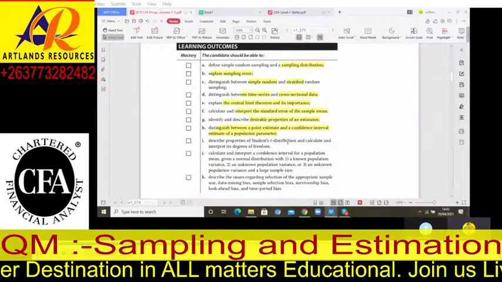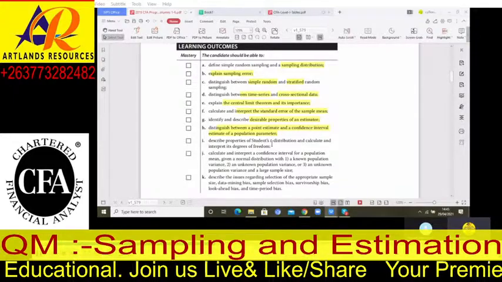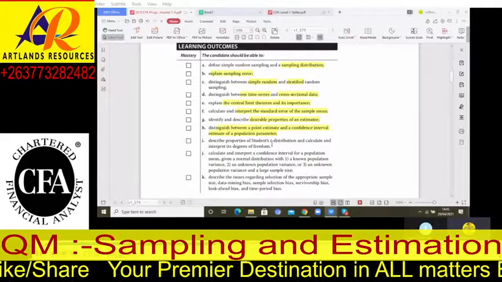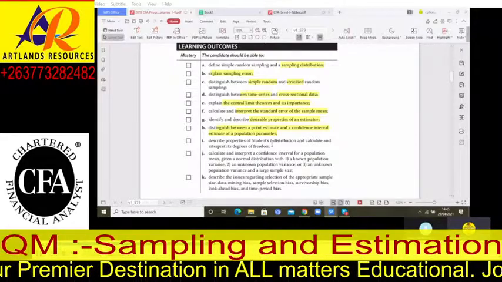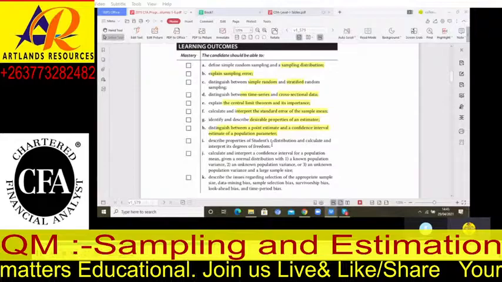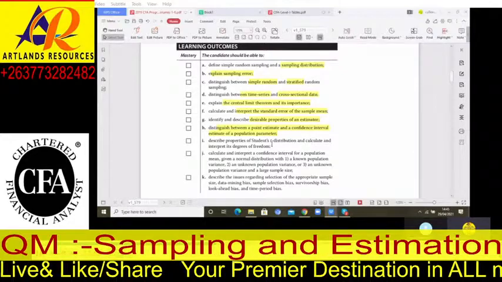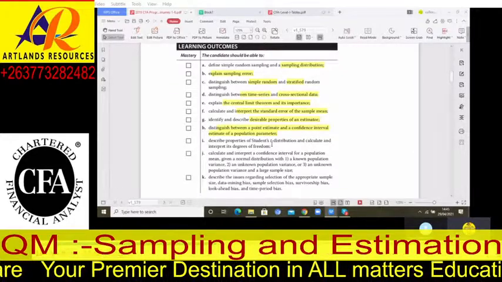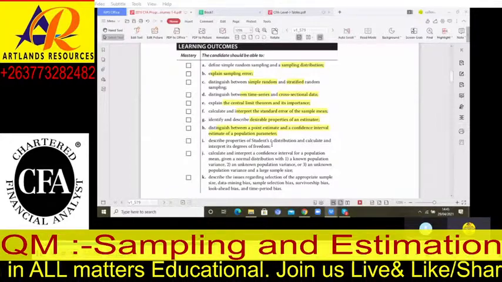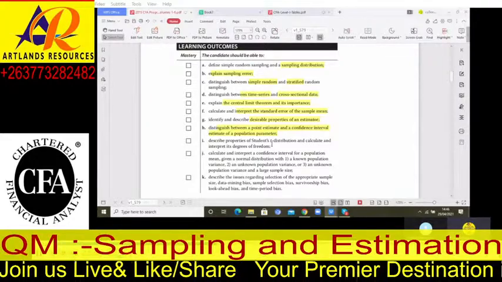Describe the properties of a T distribution and calculate and interpret its degrees of freedom. So degrees of freedom is simply the number of ways you, as a researcher, can come up with samples. Suppose you are given things 1 to 10 and you are selecting samples of 10, you'd notice you can only do that 9 times. You are given 1 to 10 and you are asked to select samples of 10. How many times can you do that? You can only do that 9 times. So that becomes your degrees of freedom.